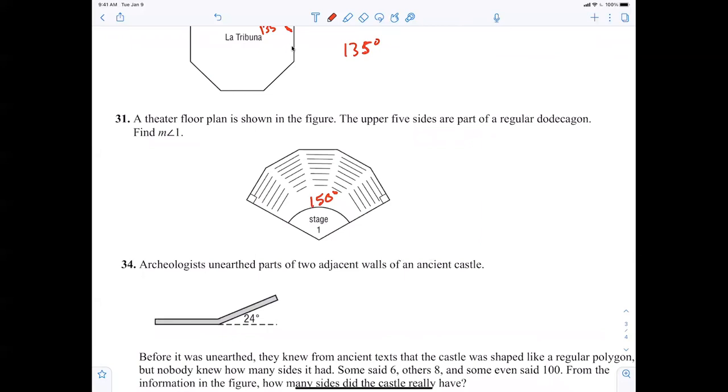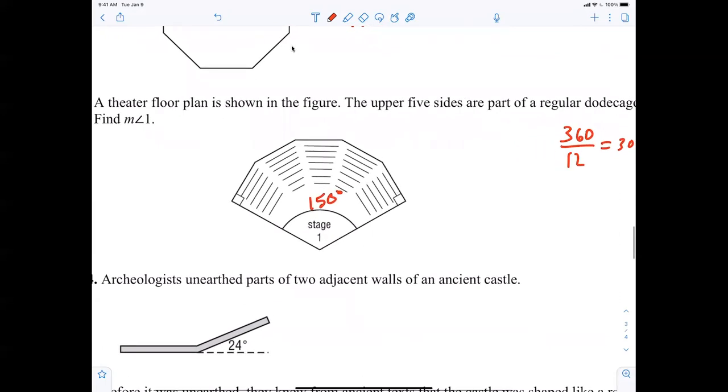I did 360 divided by 12, and then I subtracted 30 from 180. 360 divided by 12, right? And that was how much? 30 degrees. So that's the exterior angle. If I were drawing this, if I start here and I extend this out, this right here is how many degrees? 30 degrees. Does everybody agree?